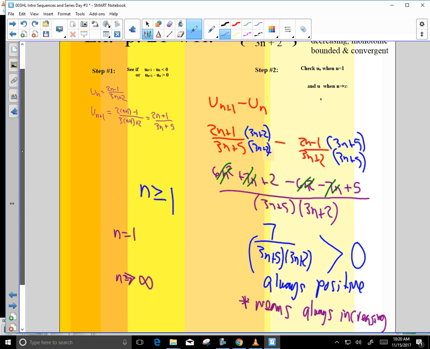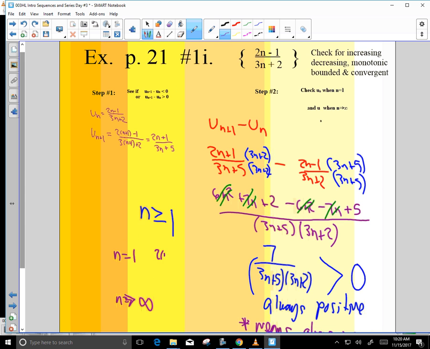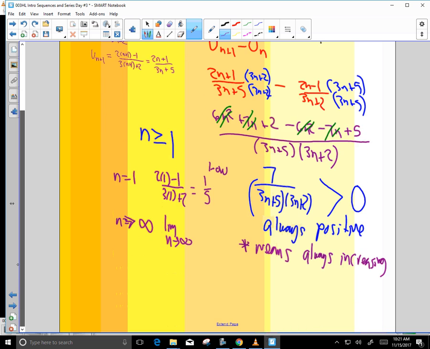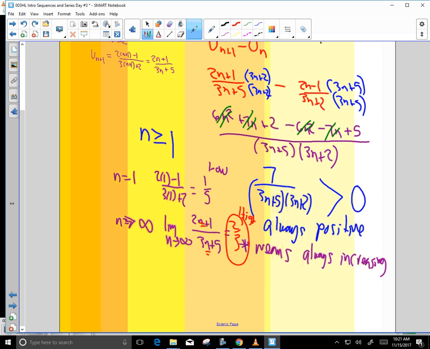Okay, so for n equal to 1, put it in the original equation, 2 times 1 minus 1 over 3 times 1 plus 2 is 2 minus 1 is 1 over 5. This is my, apparently, low, because it's increasing, right? What's the limit as n approaches infinity of 2n plus 1 over 3n plus 5? What's that going to be? You can just, on sight, greatest exponent is first, so it's just going to be 2/3, right? This is going to be my high. This is going to be my low.